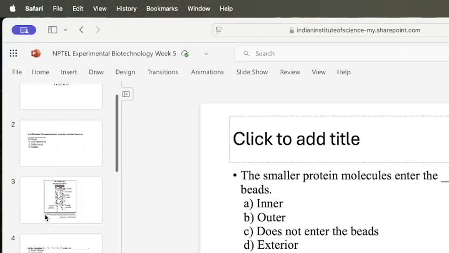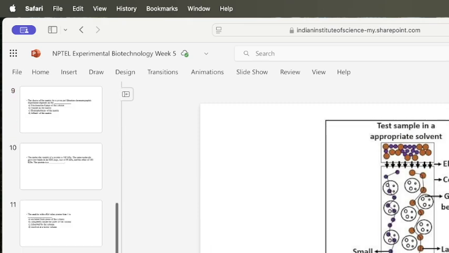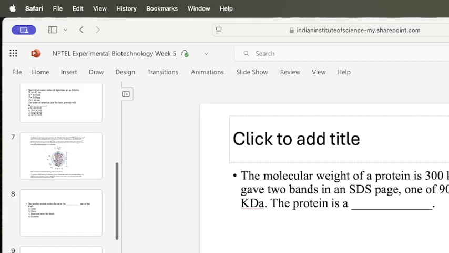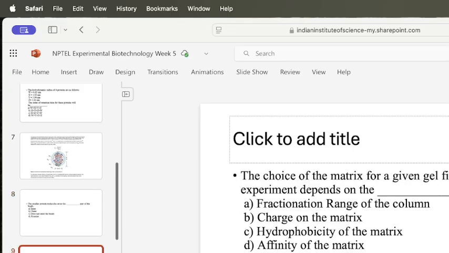Okay, so we saw earlier that small proteins enter into the beads, whereas large ones do not. So here the right answer is inner part of the beads.